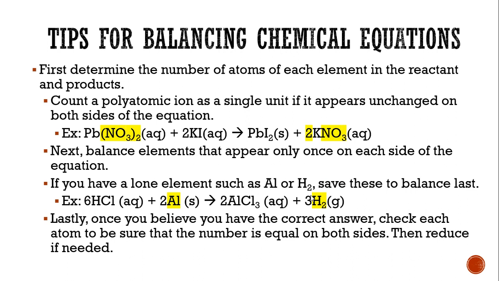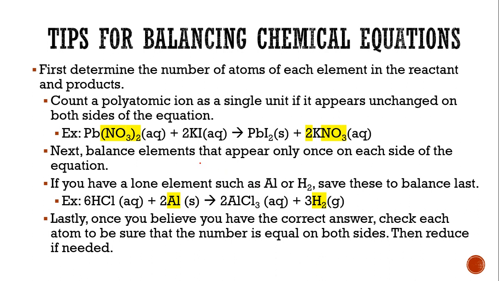With polyatomics, I have a polyatomic chart that I've given you. One thing to note about them is that if we try to keep those together, we can count them as a single unit if they appear unchanged. For example, if you see this on the product side, 2 outside the parentheses, we can actually keep NO3 together and say that there are 2 NO3s and just put the coefficient there.